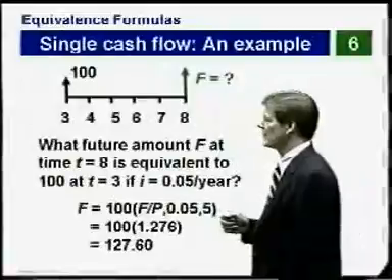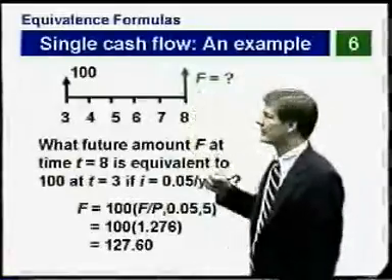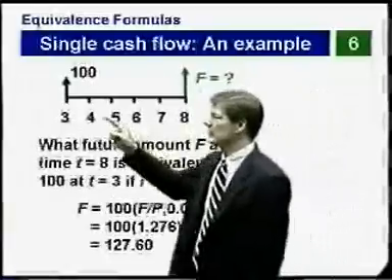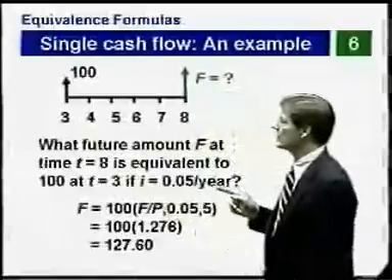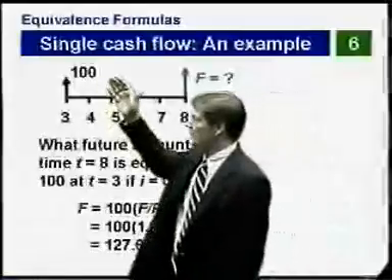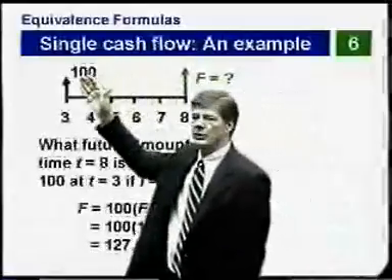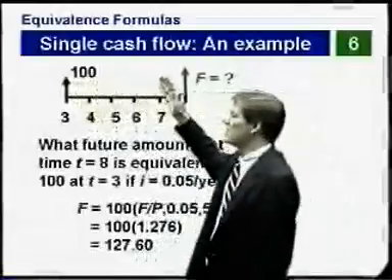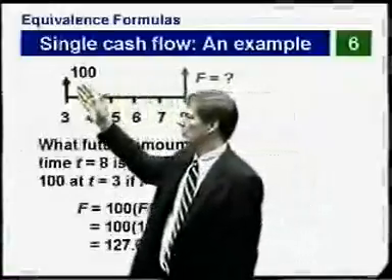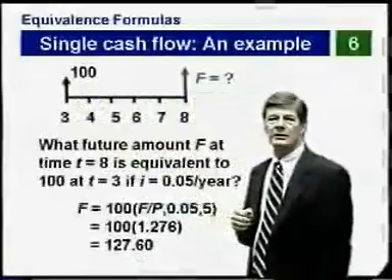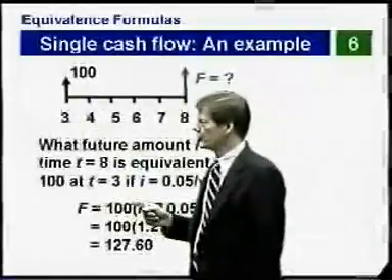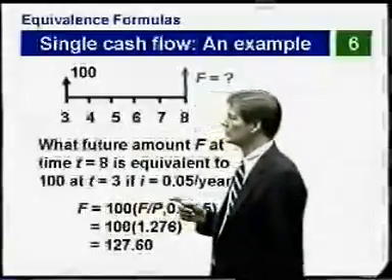For example, what future amount F at time 8 is equivalent to $100 at time 3 if you could invest funds at 5% per year? What we're asking is, I need to find the equivalent amount F for this $100 compounded forward 5 periods, because the difference in time between the occurrence of F and the $100 is 5 periods. Using my equivalence formula, I can write that this way. F is equal to $100, the present sum, times the equivalence factor.